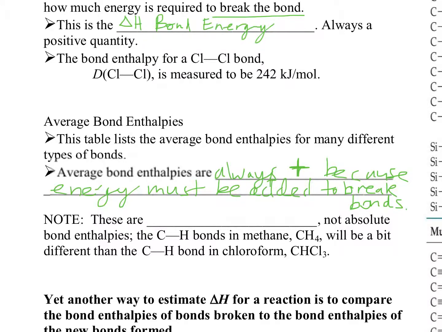And note, these are average enthalpies, not absolute bond enthalpies. So the CH bond in methane, CH4, will be a bit different than the CH bond in chloroform, CHCl3. There are different electronegativities, different factors playing a role in how strong that bond is, but we can get an average from different compounds we've looked at.